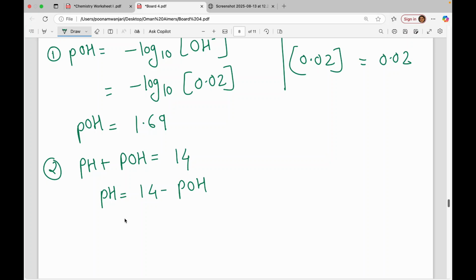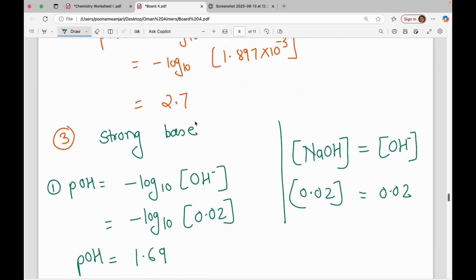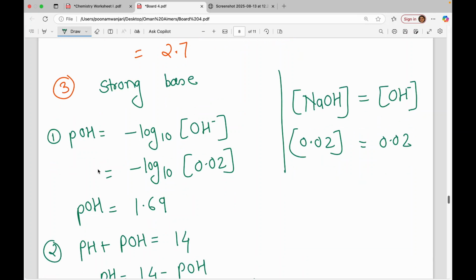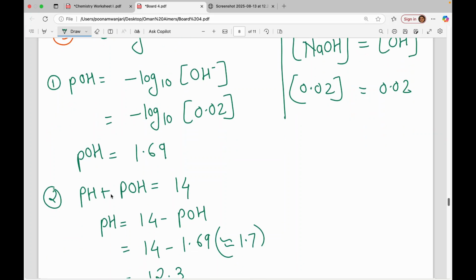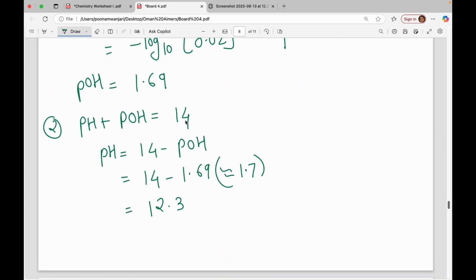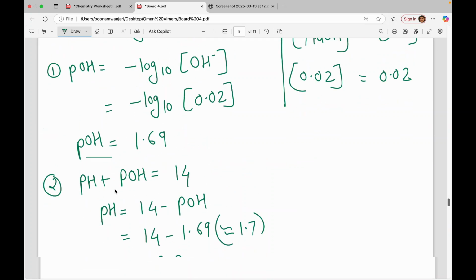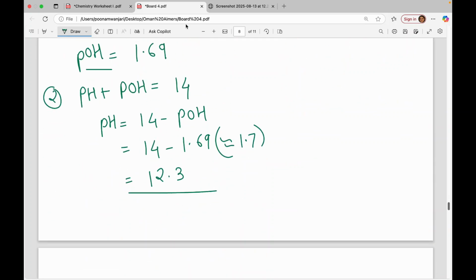Now we have 14 minus pOH. You can take it as 1.69, or approximately you can take it as 1.7. So your value will be 14 minus 1.7, that is 12.3. So for calculation of pH of a strong base, when solubility product is not given, at that time we need to use these two formulas. One is for pOH and another is pH plus pOH is equal to 14. In the first step we need to calculate pOH and in the second step we need to calculate pH.